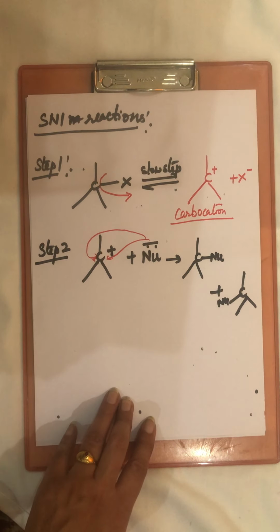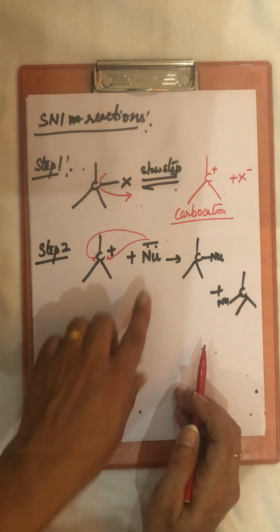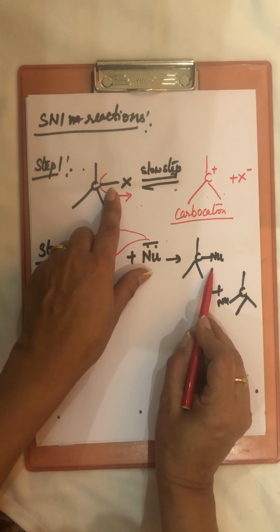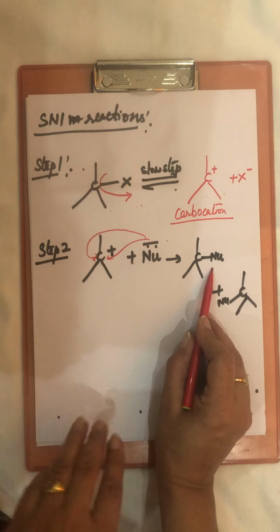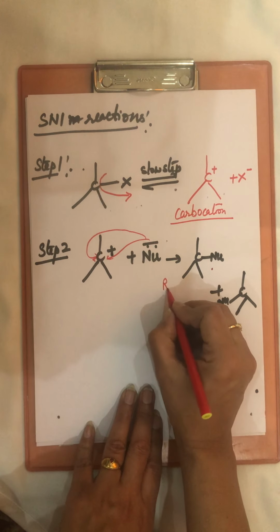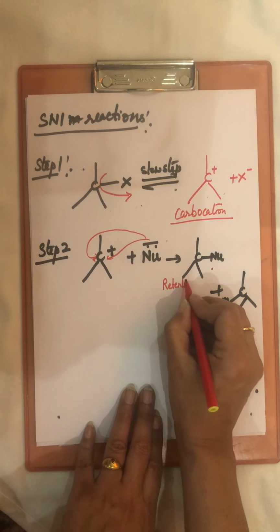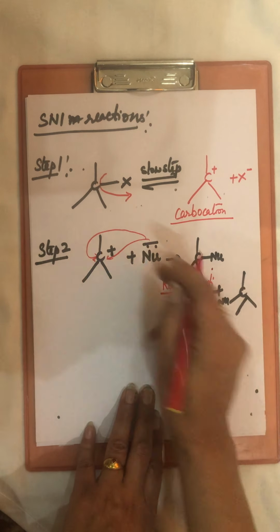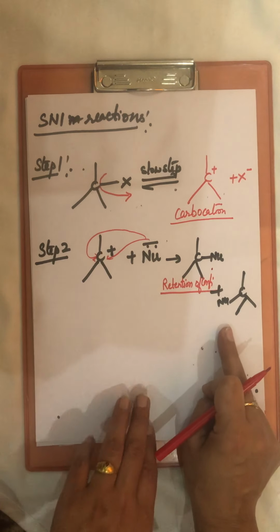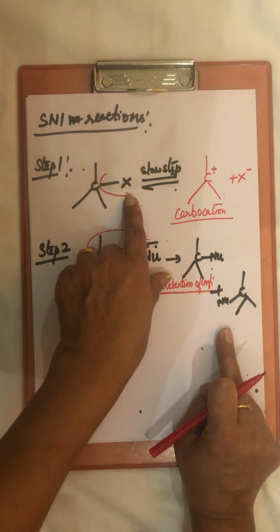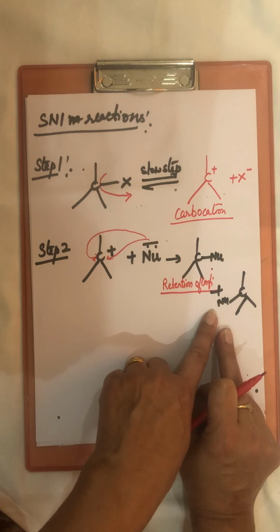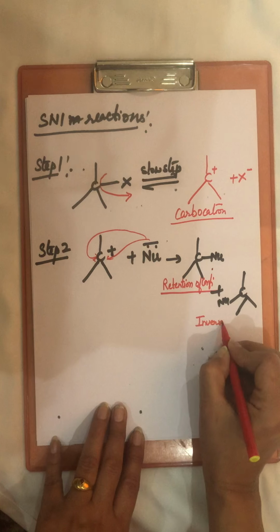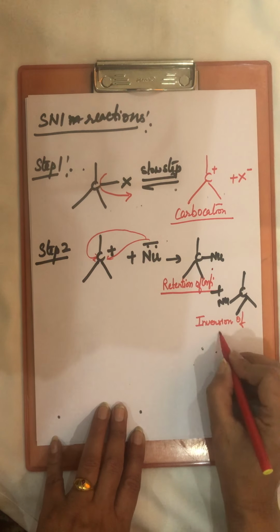Now, two types of products are here. In the first case, the nucleophile attacks on the right hand side. So this product has a structure similar to that of the reactant. This is called the product formed with retention of configuration. The structure is retained like that of the reactant. While in this case, the halide was on the right hand side, while the nucleophile comes on the left hand side. So this product formed here is with inversion of configuration.